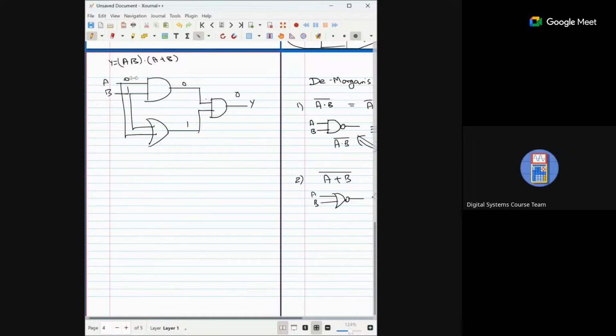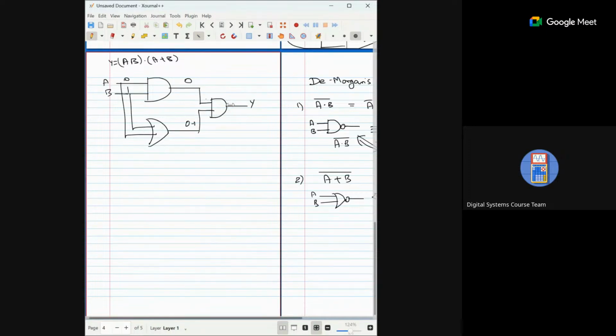Okay, so what happens? This line is preventing the production of output 1. If this line is 1, then it will produce 1. If this line is 1 and this line is also 1, then I will get the output 1. But if this line is 0, whereas the other line keeps changing from 0 to 1, it is not producing the output.